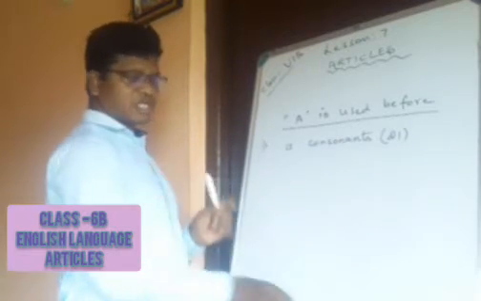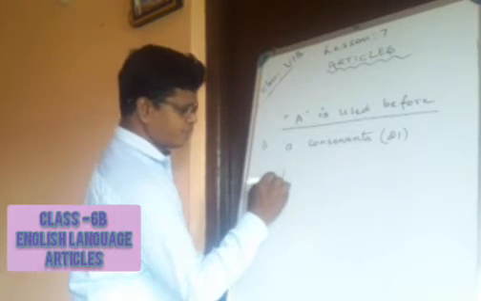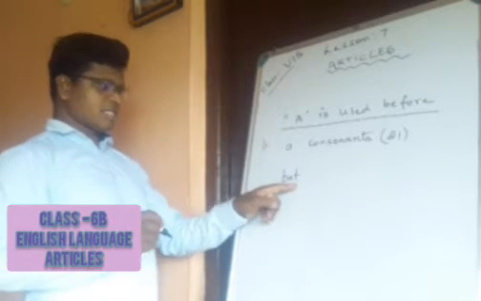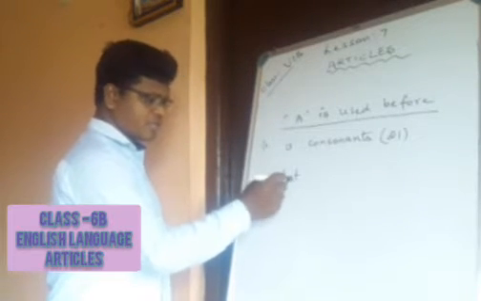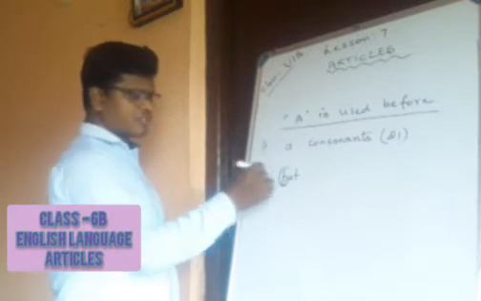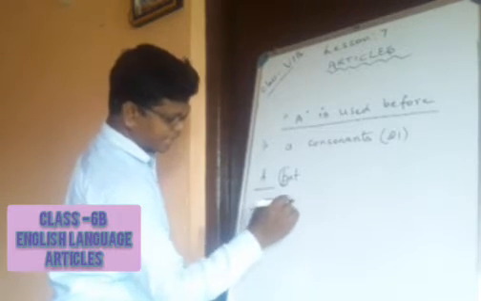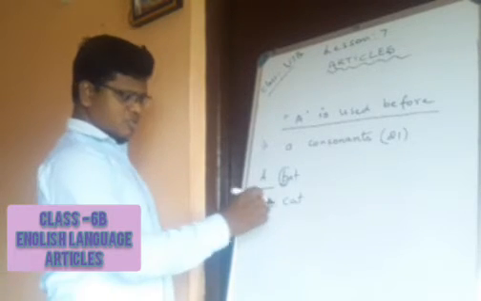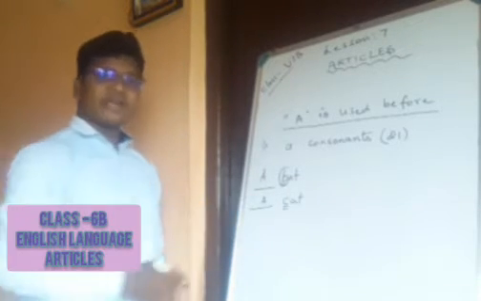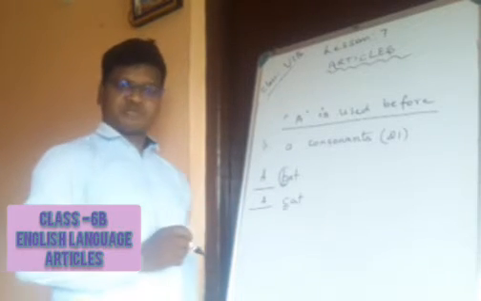So any word that starts with a consonant, we write a before it. Just like an example, bat. A very simple example, I am just giving you bat. The first letter of this word is B, so we will write a before it. Next one will be cat. So here also C is a consonant. So before a consonant, what do we write? We write a. Any word that starts with a consonant, we write a before it. Just remember.